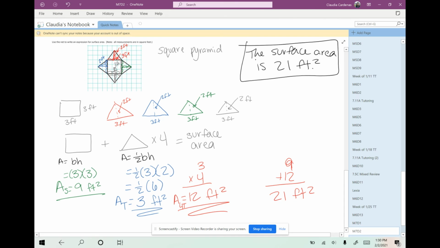So we want to stamp one more time in our notes. Let's make sure we're writing down our steps. That the first thing we need to do is decompose this shape, break it up into similar shapes, and then find their individual areas using their formula. And then we can find the total surface area by adding them together. Let's go ahead and try one on our own.